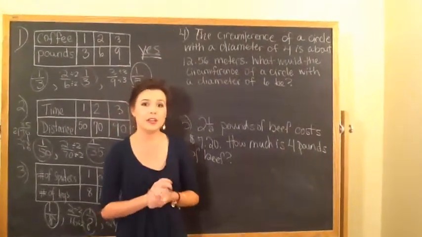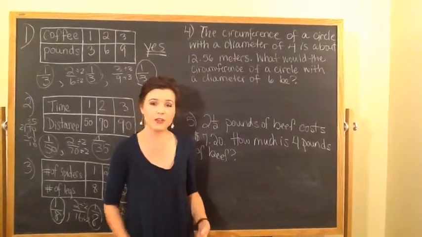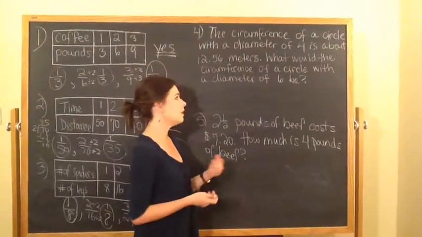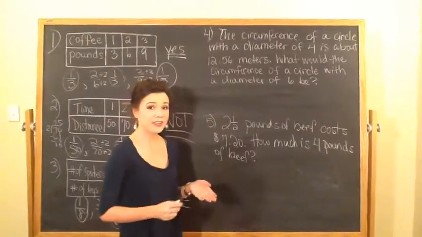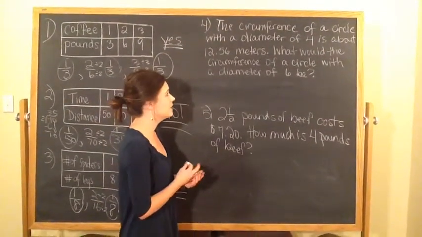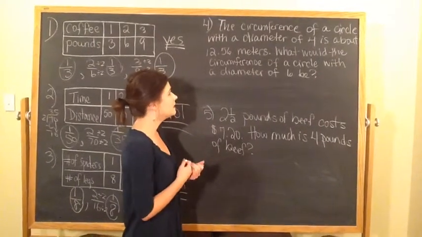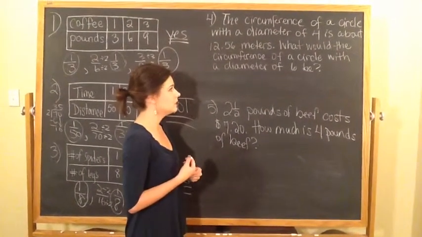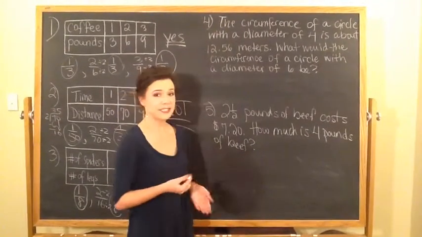What we're going to be given is some information, and we're going to have to come up with a relationship, come up with an equation, and solve for our value, okay? All right, let's look at example number 4. It says the circumference of a circle with a diameter of 4 is about 12.56 meters. What would the circumference of a circle with a diameter of 6 be?